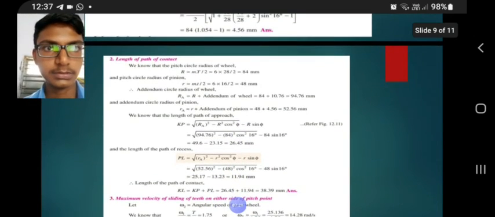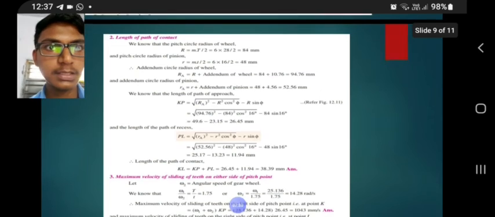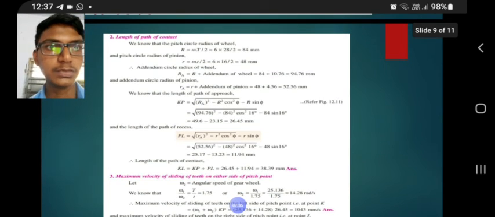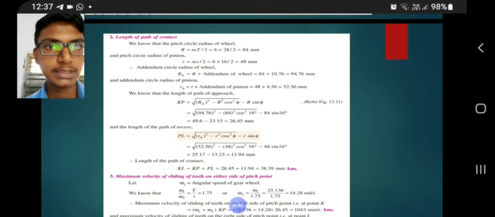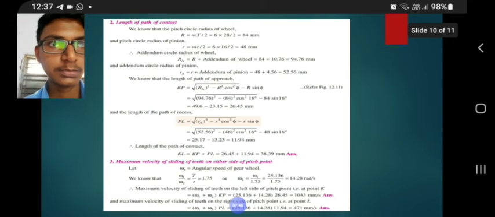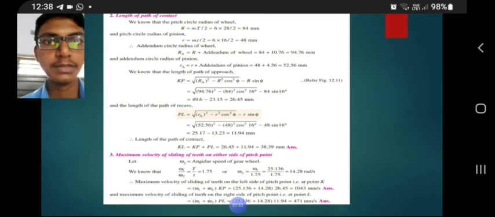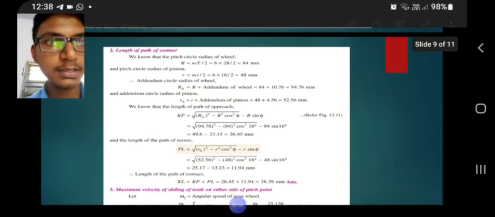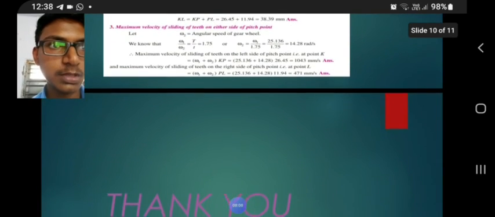Okay, and then we are going to find out the length of the path of contact. We know that the pitch circle radius of the wheel is R is equal to m into t by 2. Here m is the module and t is the number of teeth on the gear. Then we substitute the given values in this formula to find out the answer. Okay friends, and then we are moving to the last part.